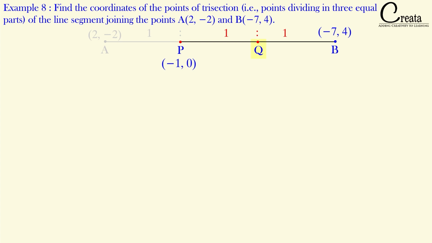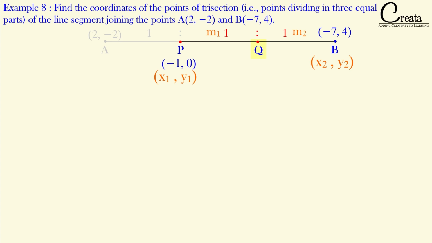Now, can we say the ratio of PQ to QB is 1 is to 1? Yes, we can say so. PQ is equal to QB. So the ratio of PQ to QB, that is m1 is to m2, will be 1 is to 1. We know the coordinate of point P that we have just calculated as (-1, 0), and we also know the coordinate of point B, which is given as (-7, 4). So x1, y1 is point P and x2, y2 is point B. We know m1 is to m2 is 1 is to 1.